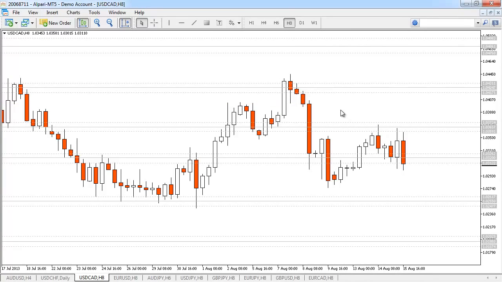Is there any question specifically relating to this trade? Do you guys have any queries about this trade in particular? USD CAD 8-hour chart trade.